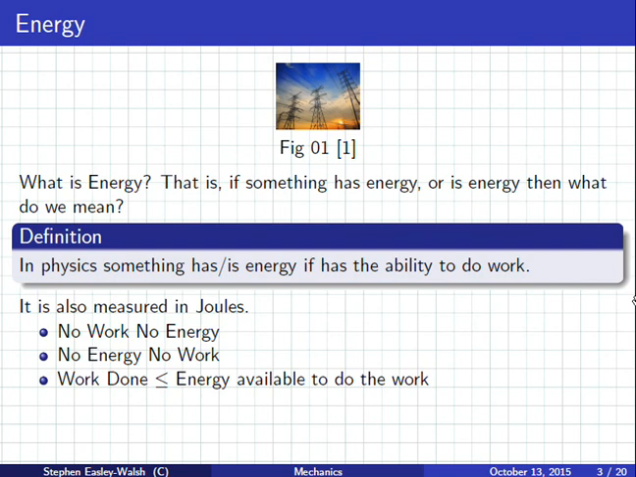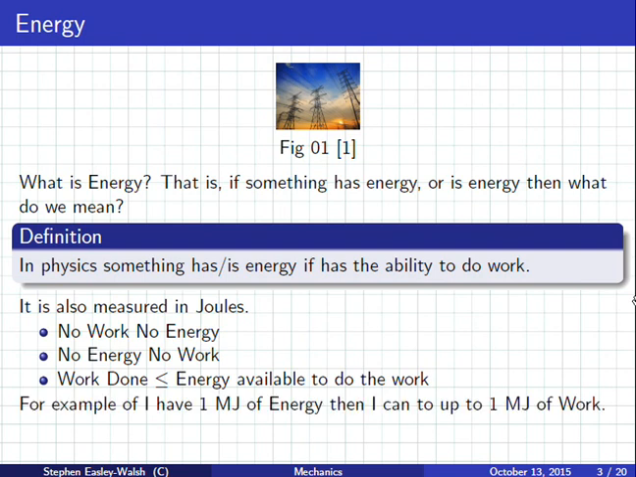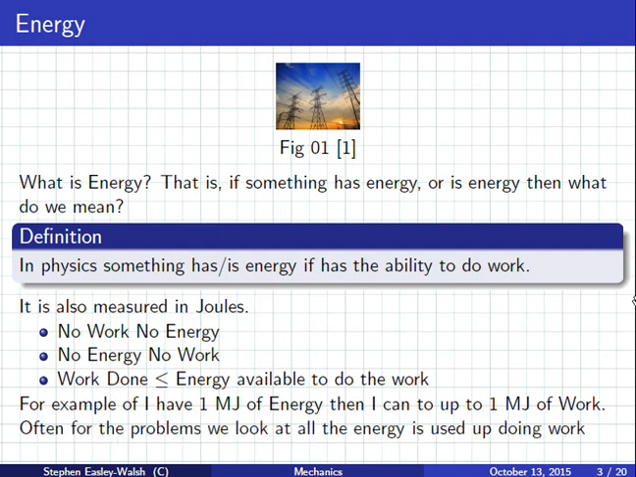So you can top up how much energy you have by sleeping, by eating. Alright. So, no work, no energy, no energy, no work. Work done is less than how much energy you have. So, for example, if I have 1 megajoule of energy, then I can do up to 1 megajoule of work.